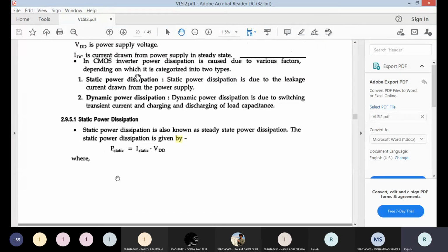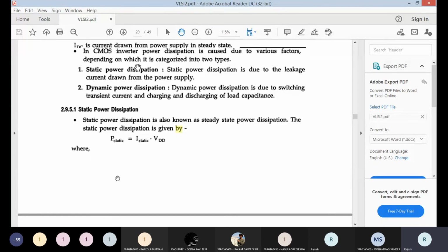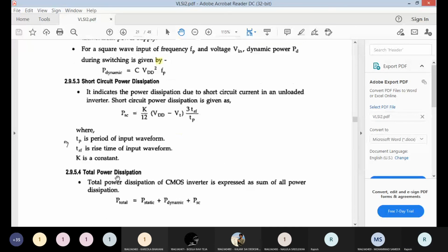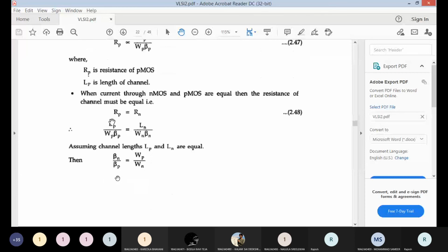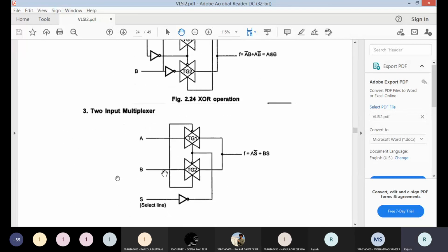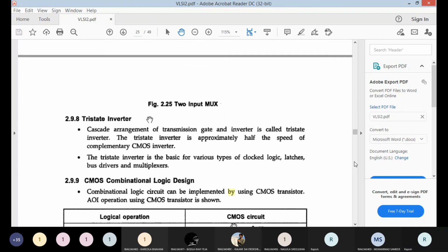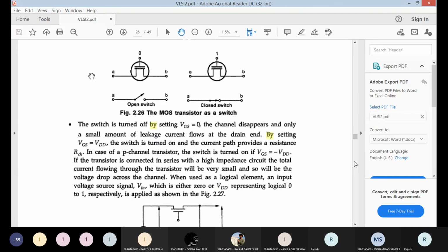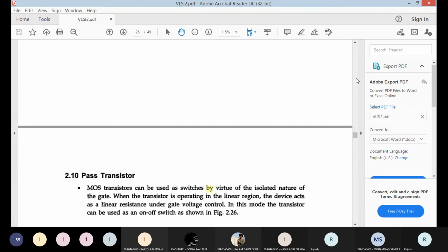This power dissipation we will cover when we go for CMOS inverters. So this is not specific to our topic.